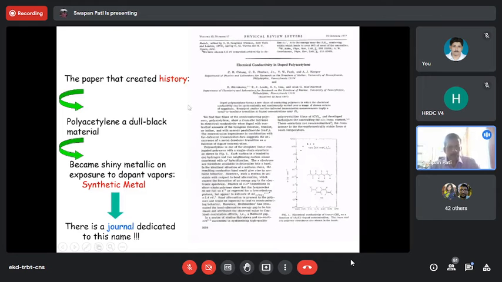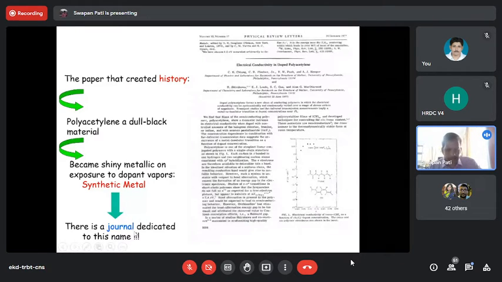Okay. In fact, this paper created history: electrical conductivity in doped polyacetylene. These three people got the Nobel Prize: Shirakawa, MacDiarmid, and Heeger. This paper was published in 1977 in PRL, Physical Review Letters. Polyacetylene, a dull black material, became shiny metallic on exposure to dopant vapors, and it created something called synthetic metal.